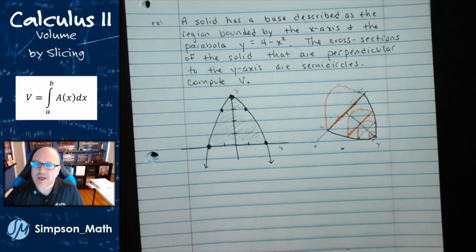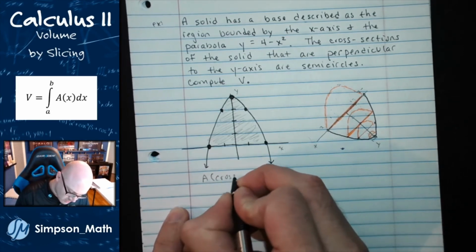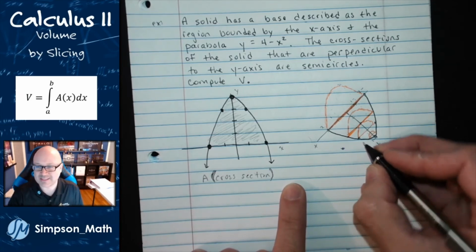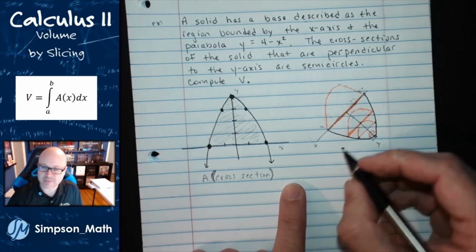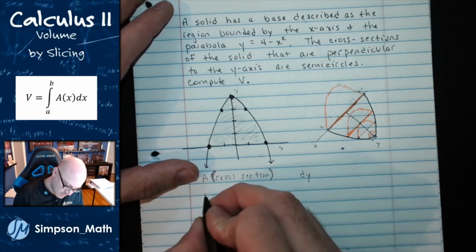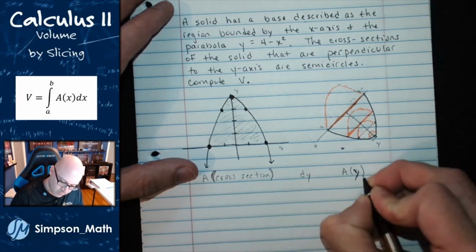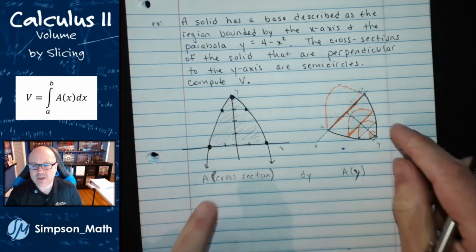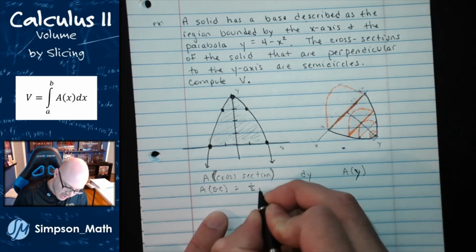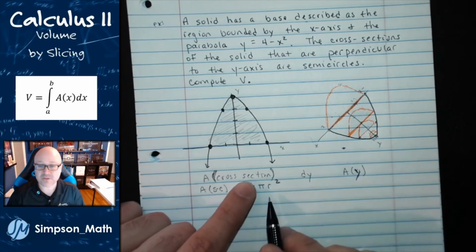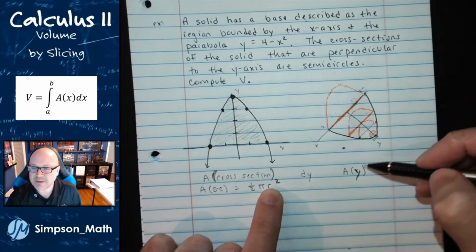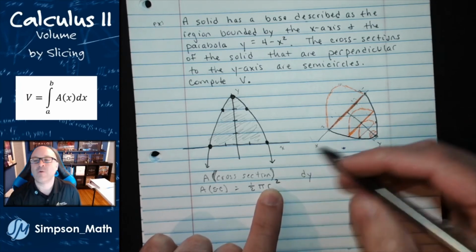All right, so I need to find the area of my cross section. Now, this time I am doing this with respect to the y-axis. I'm giving the y's some depth, some height to them. So I need A of y. And the area of a semicircle, SC for semicircle, is 1/2 pi r squared. It's just the area of a circle, pi r squared, being cut in half. So if I want to find the area, I need to know what r is, and I want it written in terms of y.